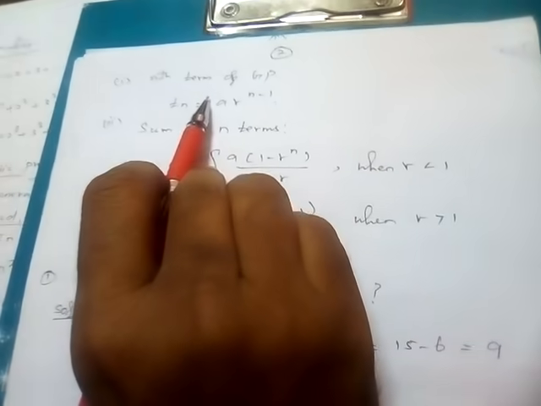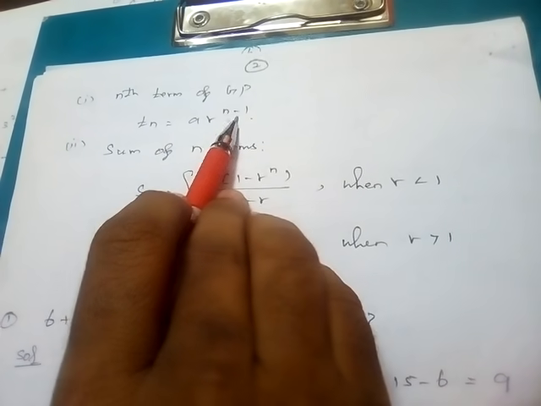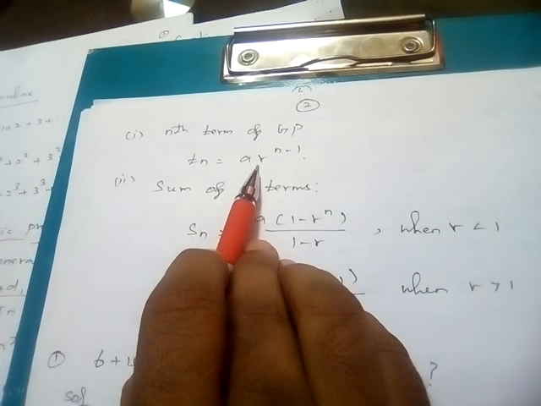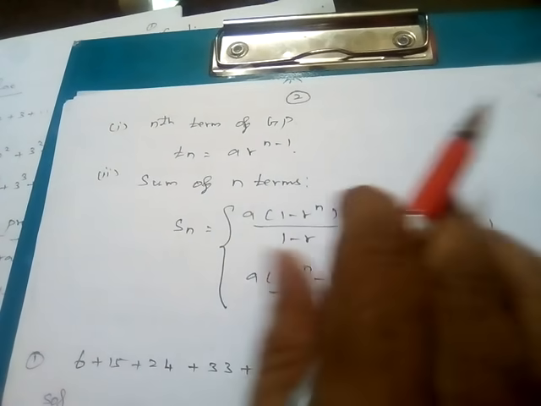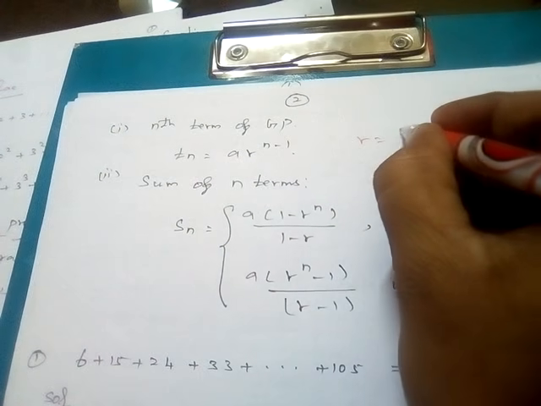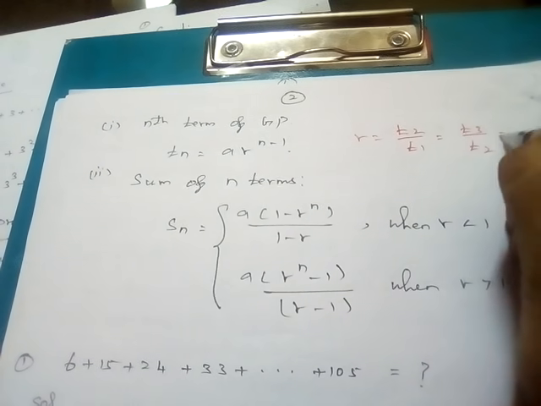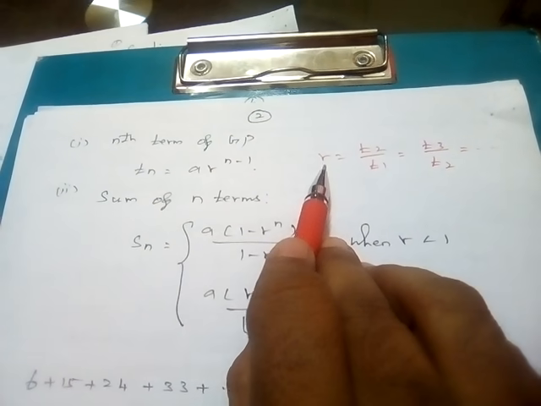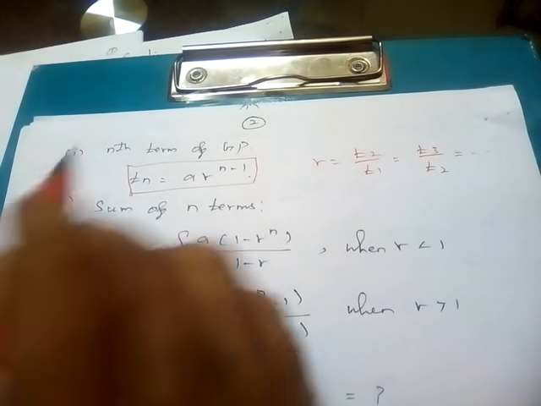So in geometric progression, the nth term will be Tn is equal to a into r power n minus 1. Here n is the number of terms, a is the first term, r is the common ratio. So in this geometric progression, the ratio will be the same. How to find the ratio? Second term divided by first term, where r equals t2 by t1. This is also equal to t3 by t2, etc. Therefore all the ratios are the same, that is the common ratio, where a is called the first term. So this is the formula for finding the nth term in geometric progression.